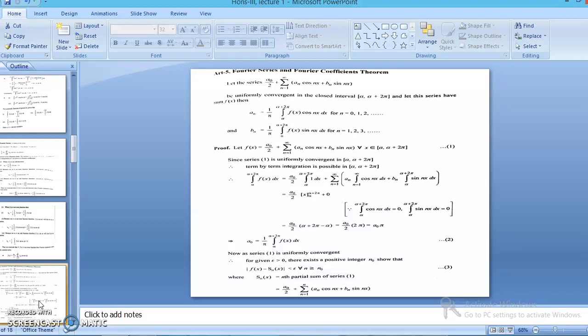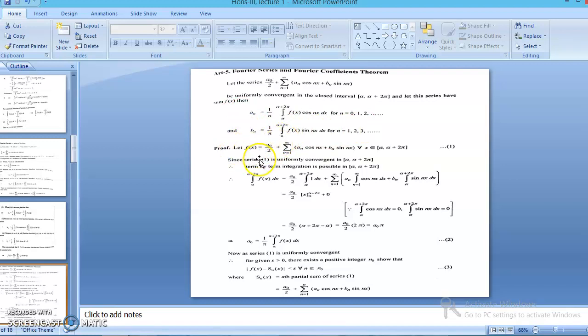Next, we have an important theorem regarding the Fourier series, and this theorem is named as Fourier series and Fourier coefficient theorems. Its statement is, let the series a naught by 2 plus summation an cos nx plus bn sin nx be uniformly convergent in this interval, and the series have the sum fx, then an is equal to this integral and bn is equal to this integral.